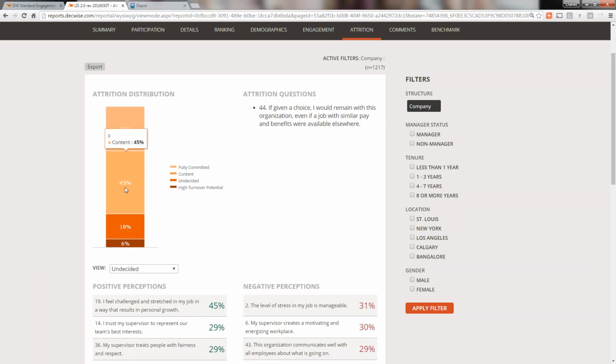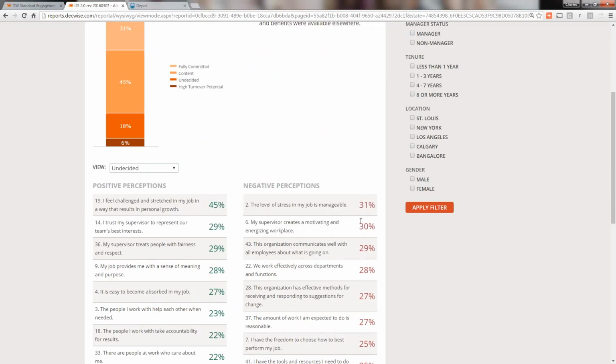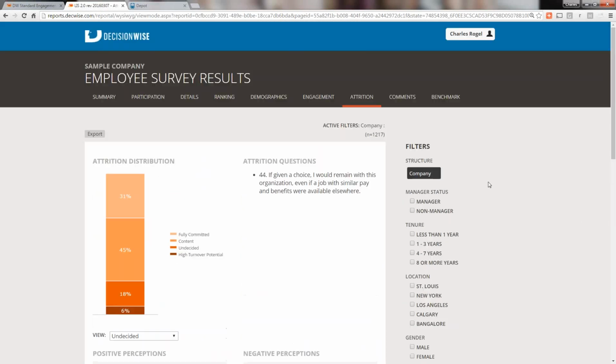So we have people that are fully committed, some that are content here. And then if we looked at undecided, what are some of the things that are making them question whether they want to stay with the organization or not? Well, the level of stress, again, motivating and energizing workplace, some of these same things that are affecting engagement are also impacting their overall level of commitment to stay. And again, I think what these different views give you is a more robust way to approach your action planning.